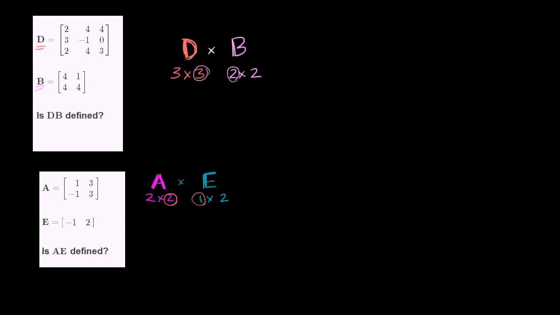Now, what is interesting is if you did it the other way around, if you took E times A, let's check if this would have been defined. Matrix E is 1 by 2, 1 row and 2 columns. Matrix A is 2 by 2, 2 rows and 2 columns. And so this would have been defined. Matrix E has 2 columns, which is exactly the same number of rows that matrix A has. And this really hits the point home that the order matters when you multiply matrices.